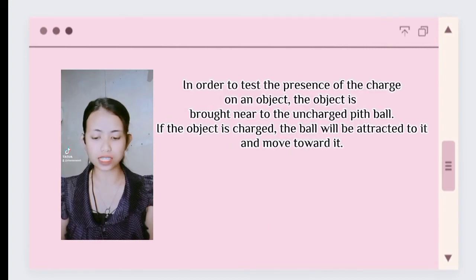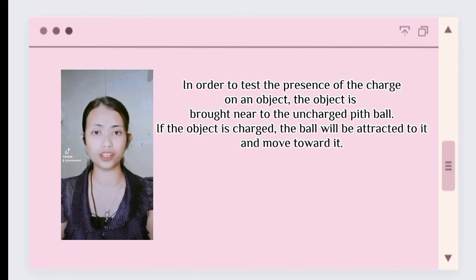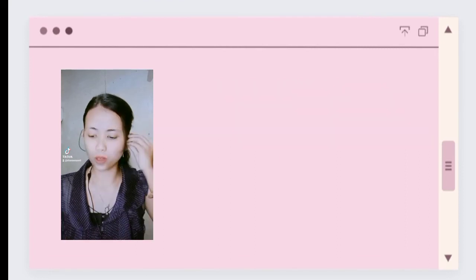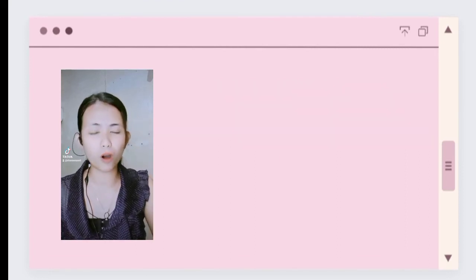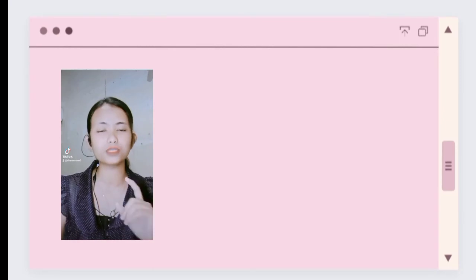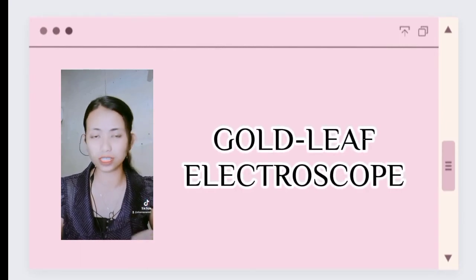In order to test the presence of a charge on an object, the object is brought near the uncharged pith balls. If the object is charged, the ball will be attracted to it and move toward it. So that is how the pith ball electroscope works. Let's proceed to the gold leaf electroscope.